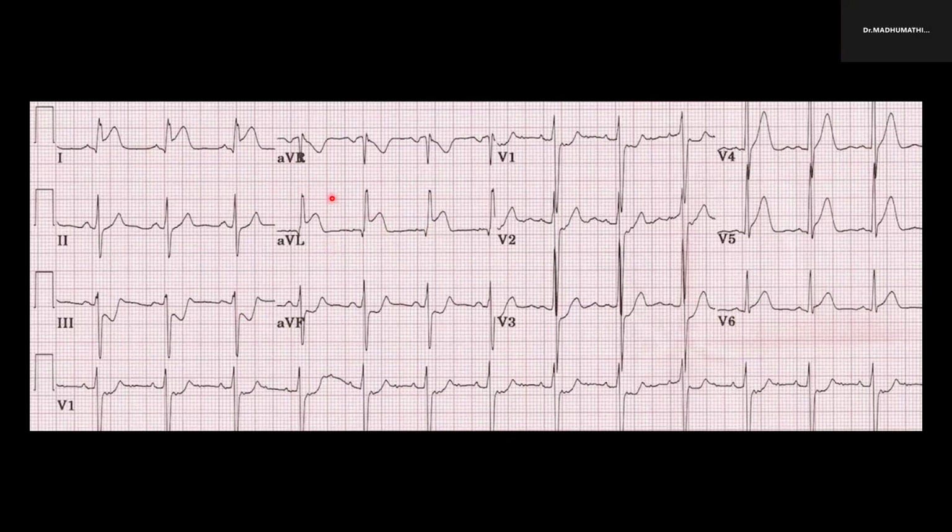Probably, is it an acute event or a chronic event? Acute event. Did you admit the patient or not? Yes, sir. Admitted. What treatment will you give him?